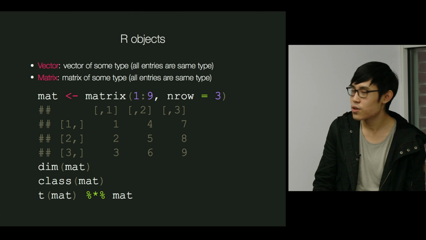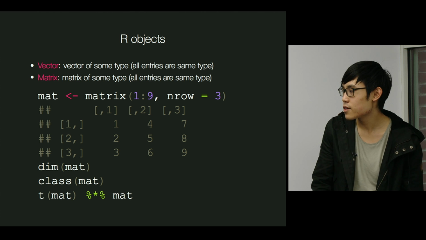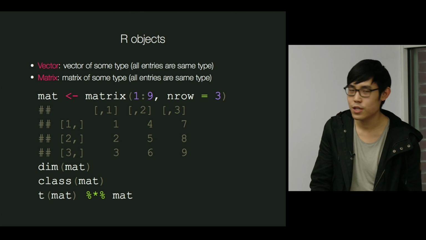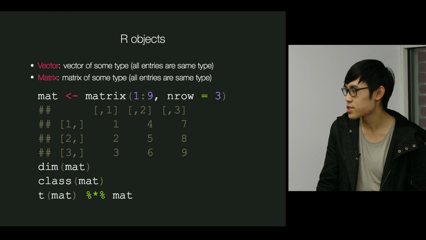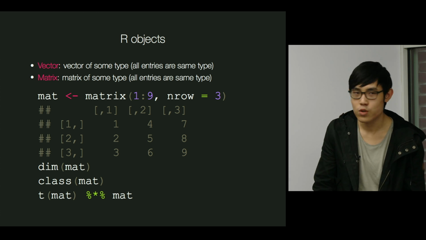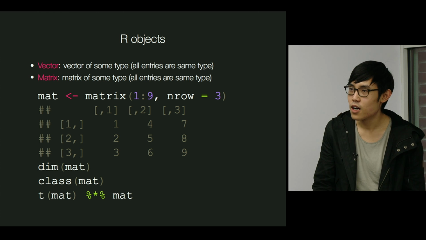And here are some other common functions you can use. So dim mat, this will give you the dimensions of the matrix. It's going to return you a vector of the dimensions. So in this case, because our matrix is 3 by 3, it's going to give you a numeric vector that's 3, 3.